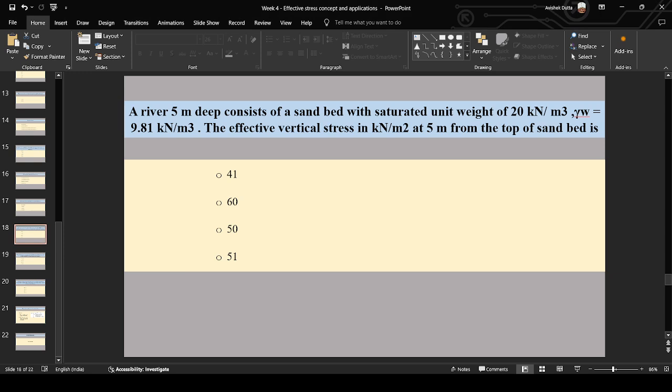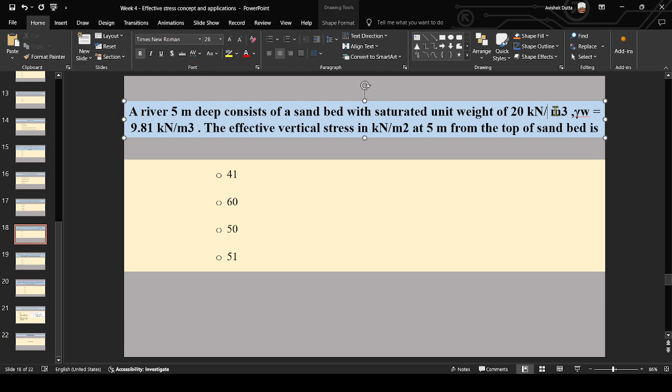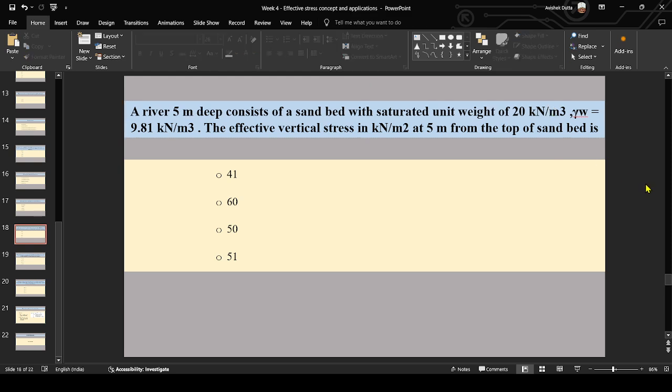A river 5 meter deep consists of a sand bed with saturated unit weight of 20 kilonewton per meter cube. Now, gamma W, that is the unit weight of water, is 9.81 kilonewton per meter cube. The effective vertical stress in kilonewton per meter square at 5 meter from the top of sand bed is. So, write down the data very carefully.